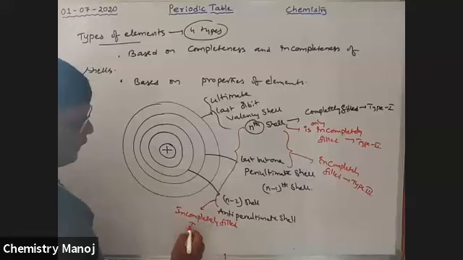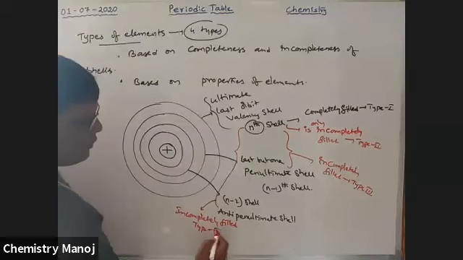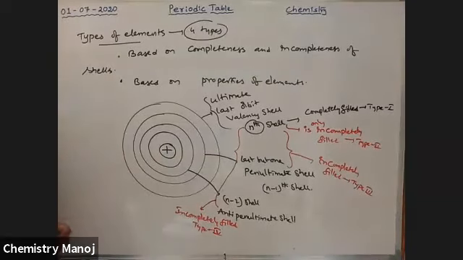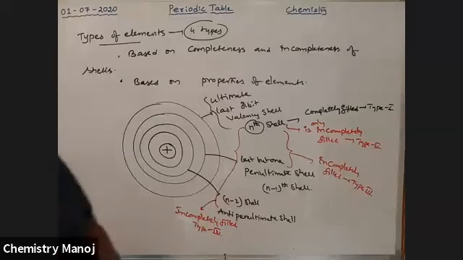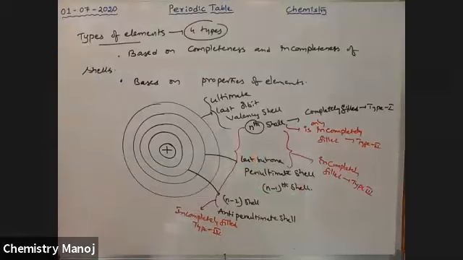Or called as inner transition, that is a type 4 element. These are type 4 elements. Type 1 means noble gases or inert gases. Type 2 means representative element. Type 3 means transition element. Type 4 is inner transition element.